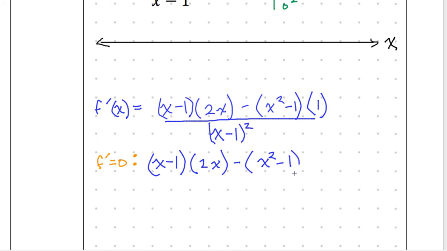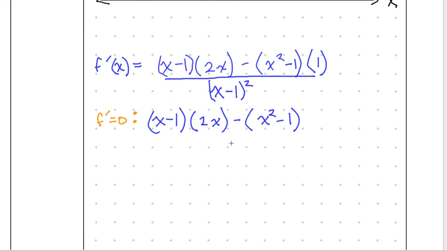I was thinking about just foiling or distributing this and making this all into one expression. So it'd be x squared, minus 2x, and plus 1. It's not minus 1? Yeah, so you have a double negative. The negative distributes into both the terms.